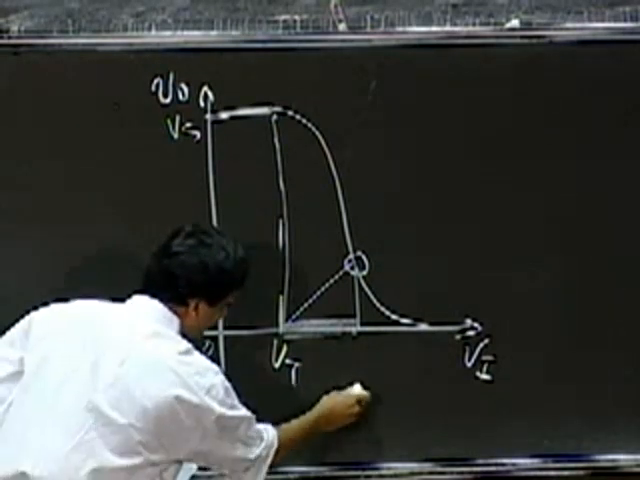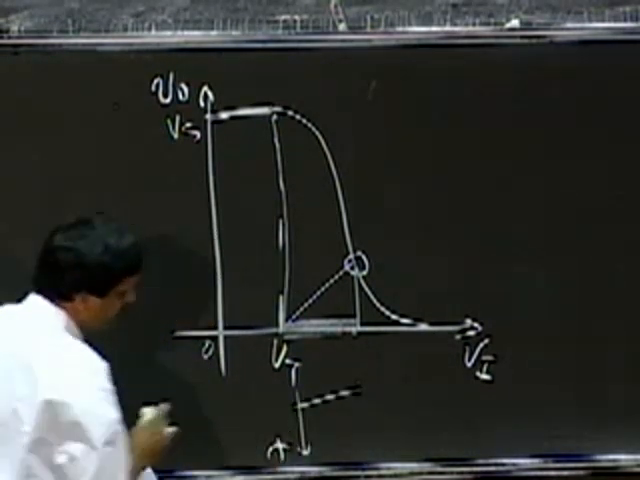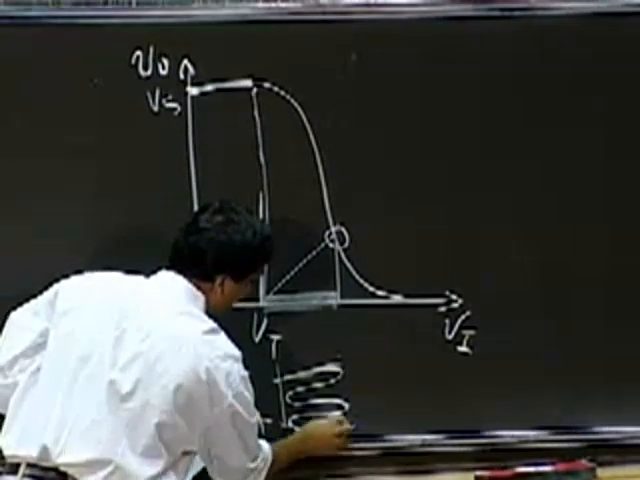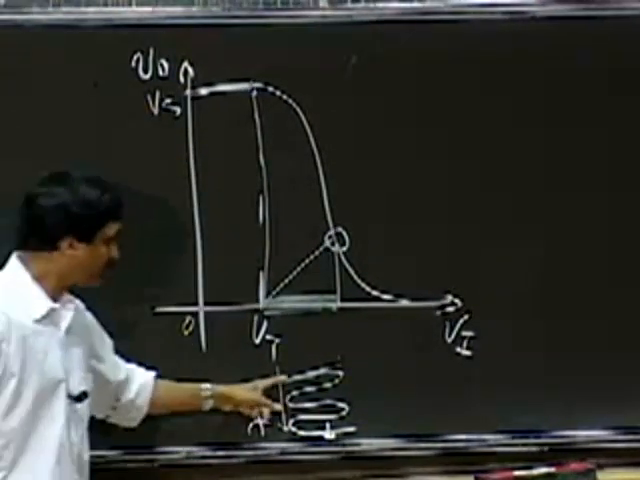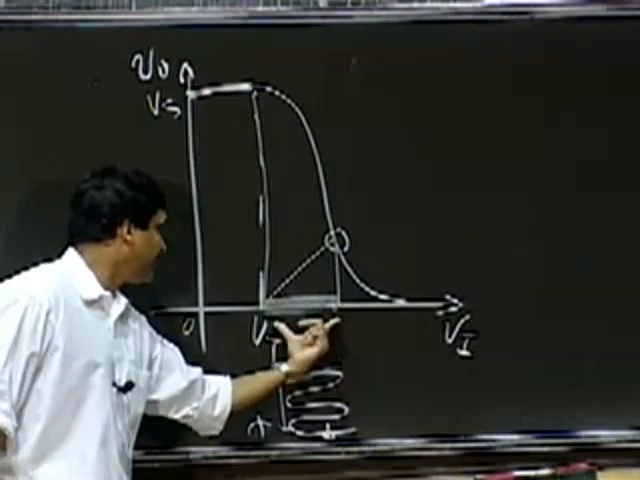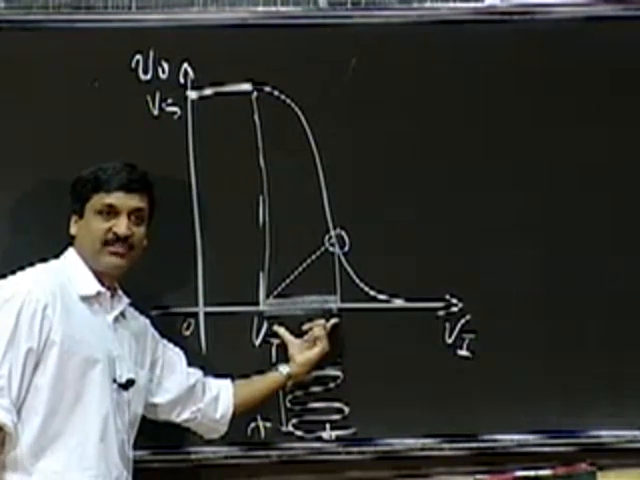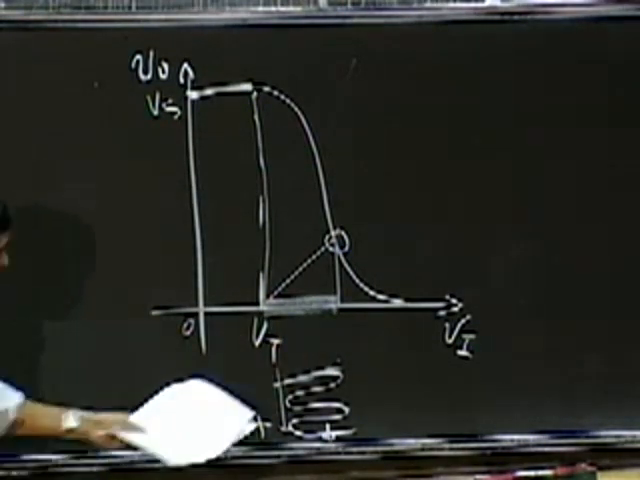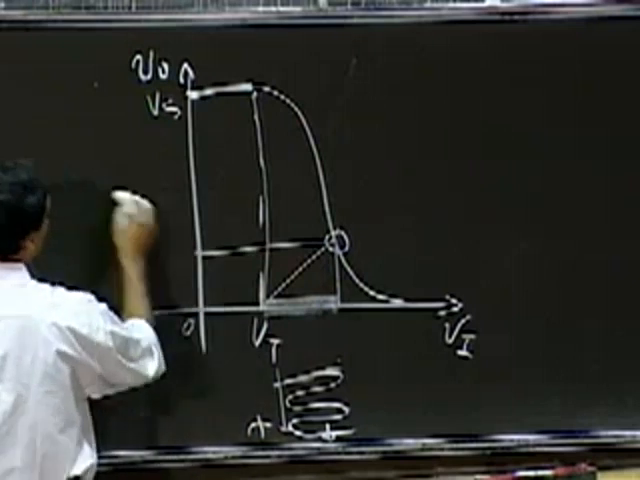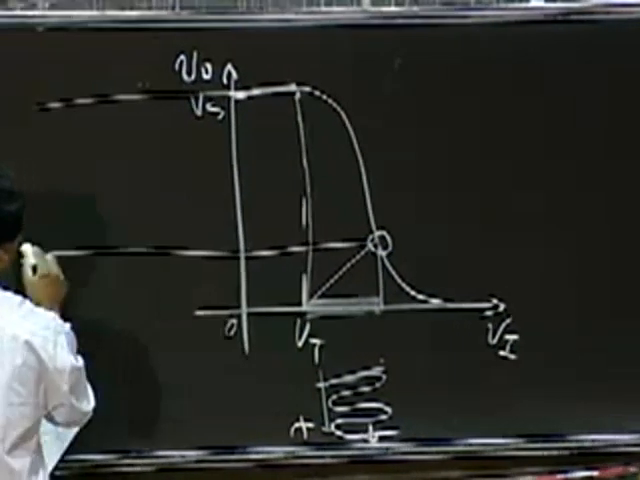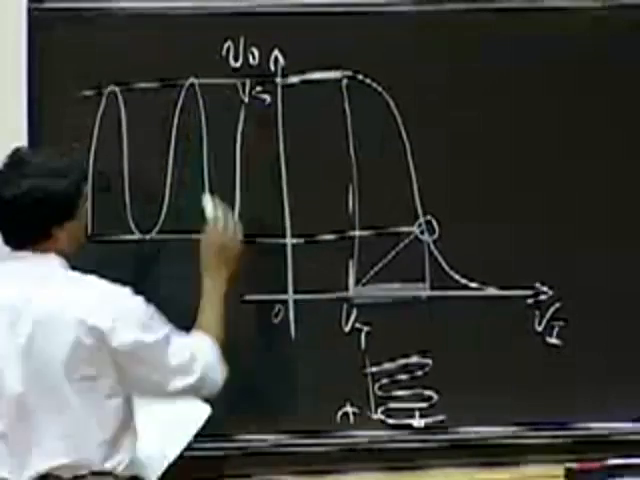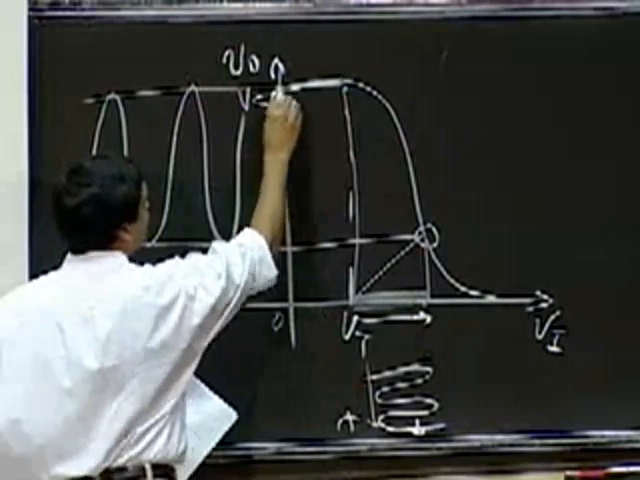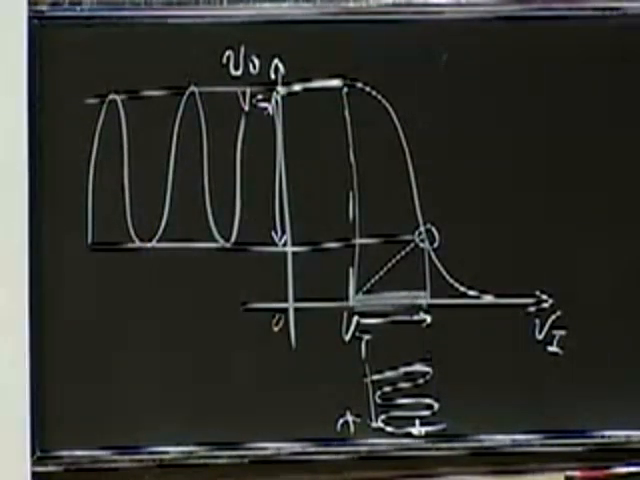So if I have an input that looks like so, say some input whose gyrations fall within this range, okay, we'll constantly keep the MOSFET in saturation, okay? And the corresponding output will look like this. Okay? So if my input is in this range, my output will be within this range.